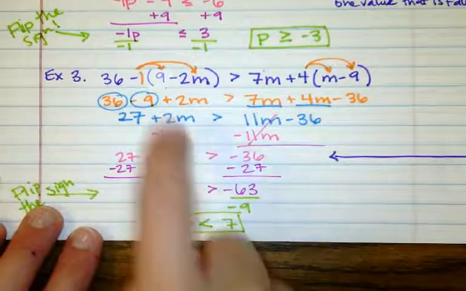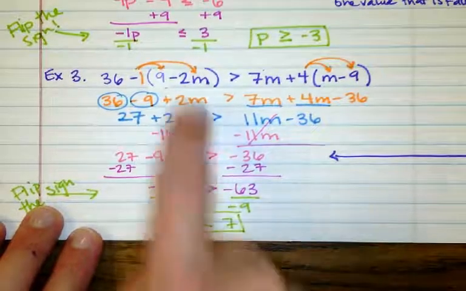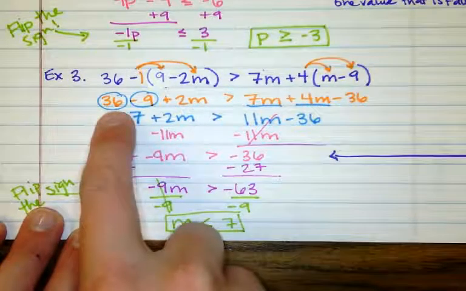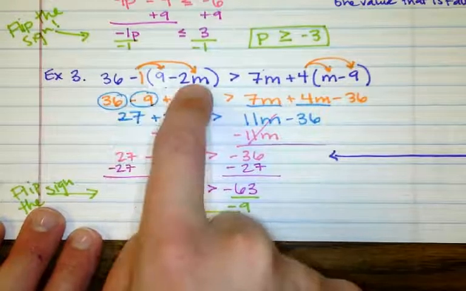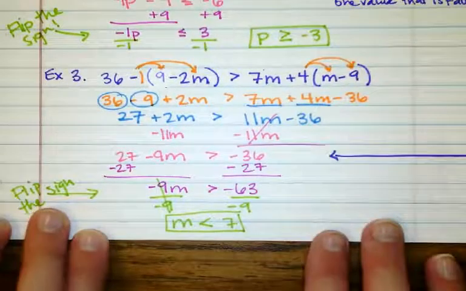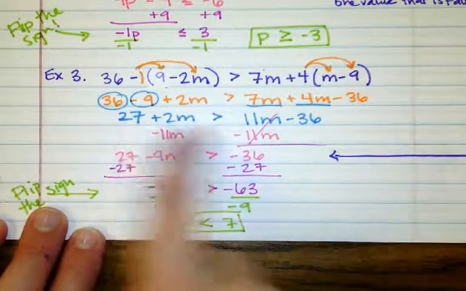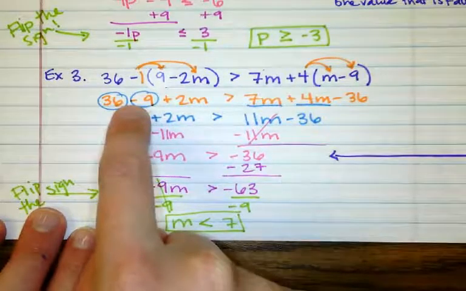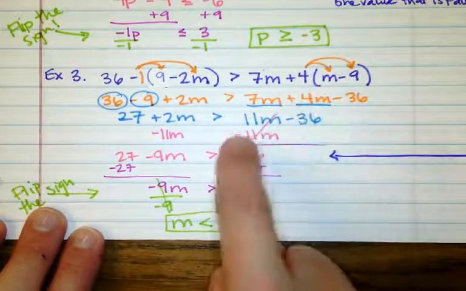That's why I like to write that little invisible coefficient of 1 so we don't lose it. So we distributed that negative 1 over here on the left, and we distributed our 4 over here on the right. And we got 36 minus 9 plus 2m, because a negative times a negative is a positive. Then 7m plus 4m minus 9. Then we put these together, 36 minus 9, to get 27 plus 2m. We combine these terms to get 11m minus 36.